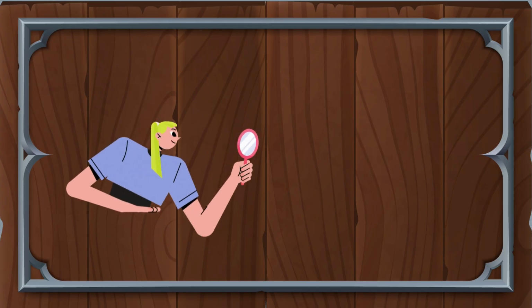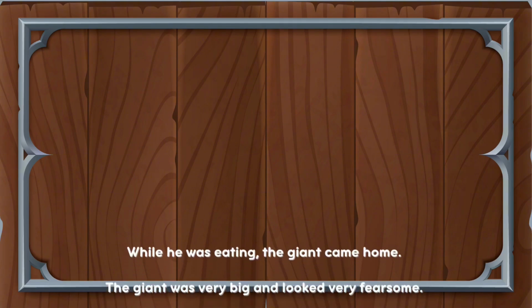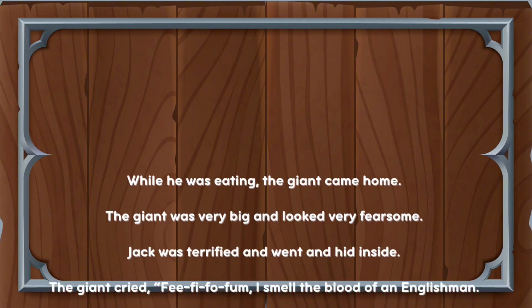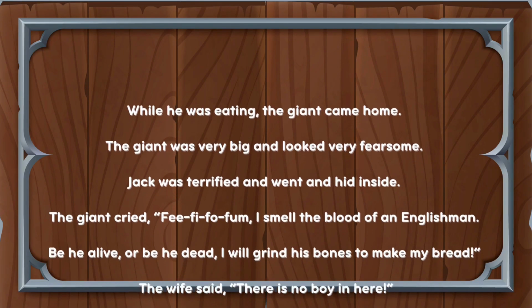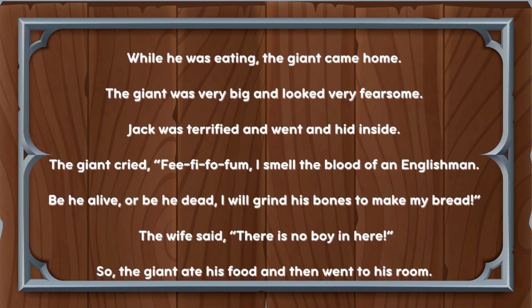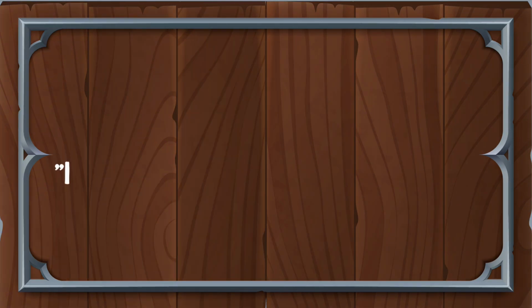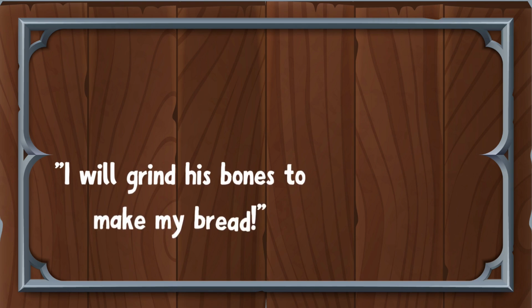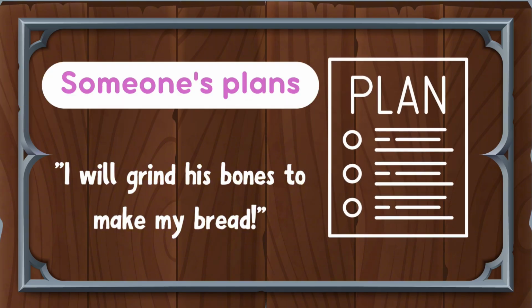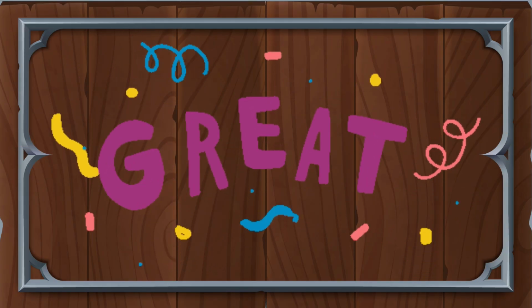Now, take a look at this part of the third paragraph. Can you spot a sentence with will? Yes, here it is. I will grind his bones to make my bread. This sentence is a will sentence in a positive form, showing what someone plans to do. All done? Great! Let's move on to the next part.